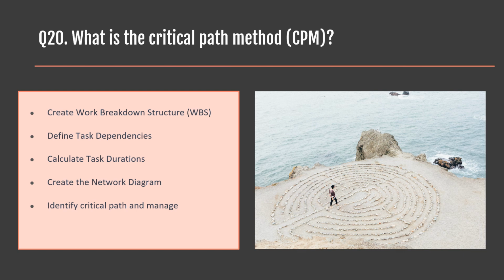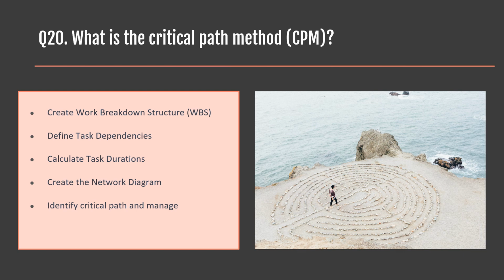Then she estimated the duration for each task. UI or UX design 4 weeks, backend development 8 weeks, front-end development 6 weeks, testing 3 weeks, deployment 2 weeks. She created a network diagram to visualize the task dependencies and identified the critical path, which is the longest sequence of tasks that determine the project's overall duration. She closely monitored the tasks and optimized them to complete the tasks within the estimated durations to avoid any delays in the project.